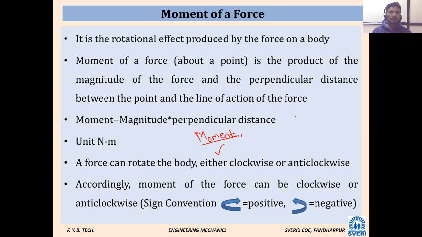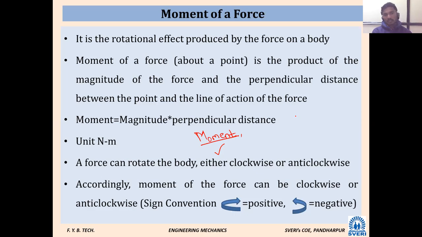Moment of a force about a point is the product of the magnitude of force and the perpendicular distance between the point and, the most important term, the line of action of the force. In a further technical interview the question may come: what is moment, and how is it calculated? The first line answer is correct: it is nothing but the rotational effect produced by the force on the body.